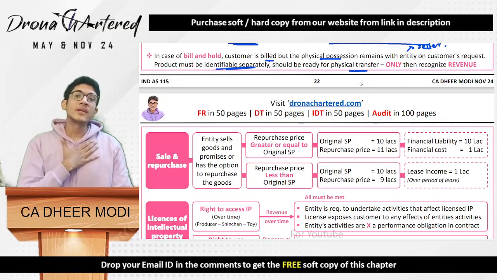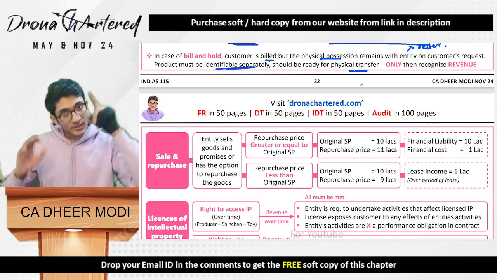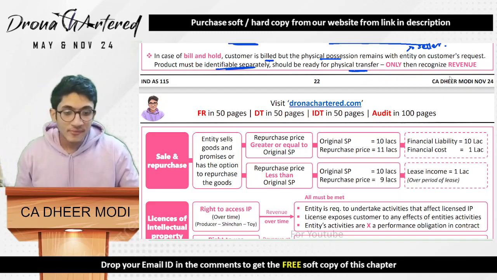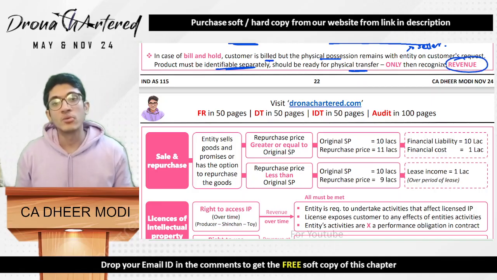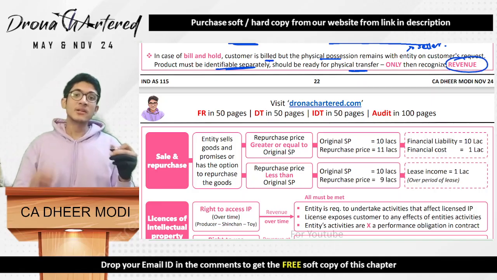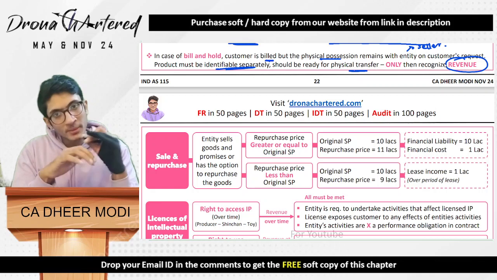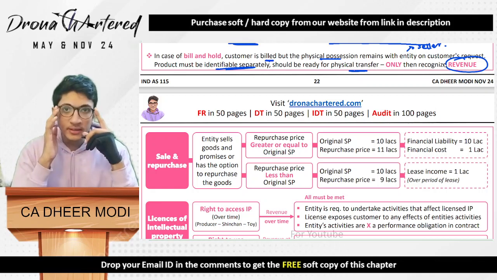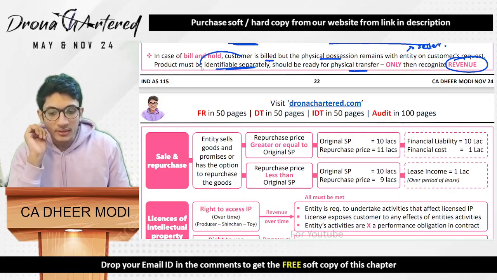Because I have told them, "Boss, I want this horse, you keep this horse, I will take this horse, but later," you will be able to recognize revenue. But if the customer tells you, "Boss, I like this fridge, you bill me, but I will come take it later," you will not be recognizing revenue because it is not separately identifiable.